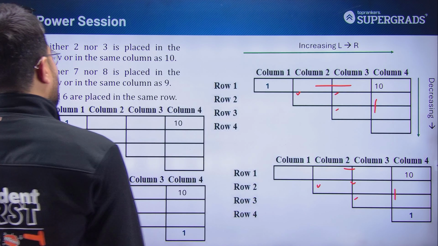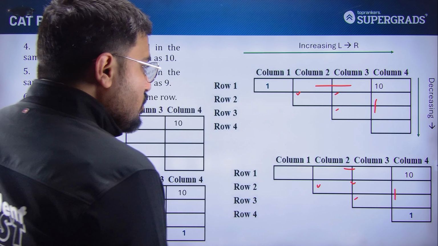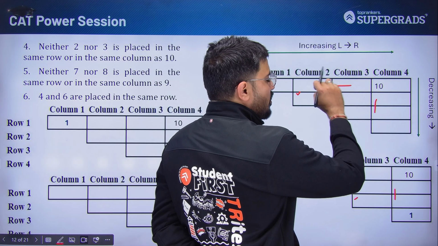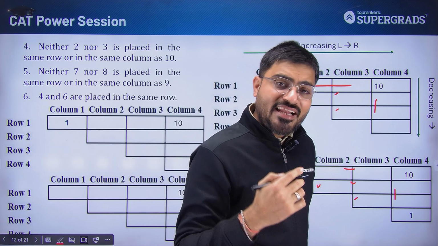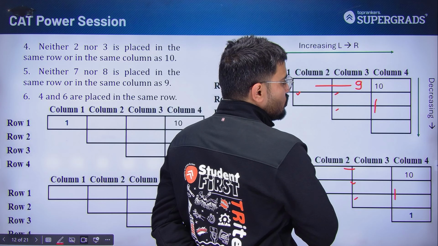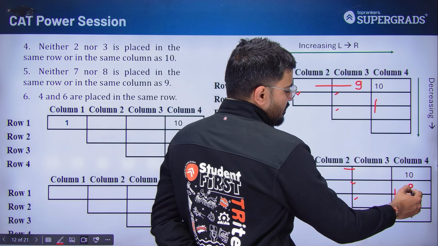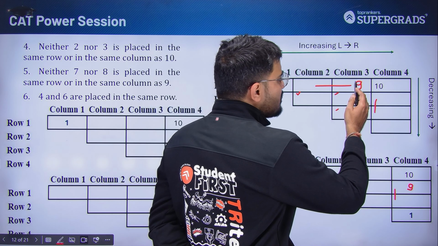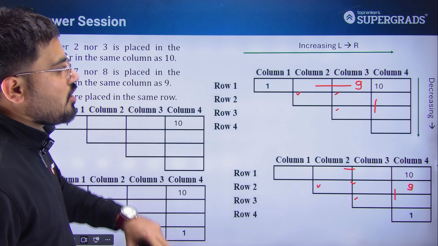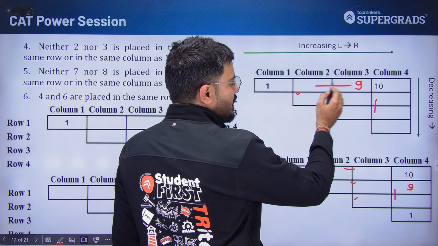Neither 7 nor 8 is placed in the same row or in the same column as 9. The same way, 9 will come either at this position or at this position. Why? Because 9 is the next highest number, and 10 is already frozen. So 9 will come near to 10, either here or here. If 9 comes here, then neither 7 nor 8 comes in the same row or the same column as 9. So 7 will not come here, 8 will not come here.